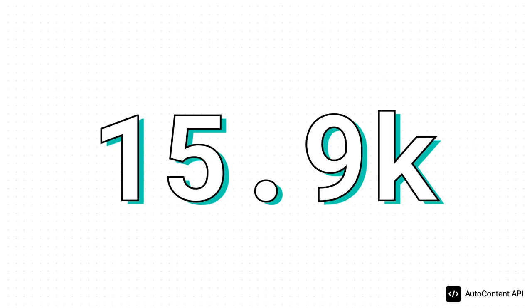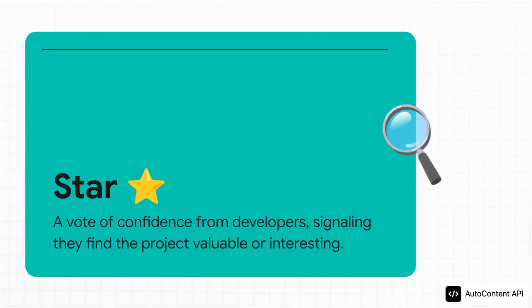But what does that number actually mean? A star on GitHub is so much more than a like. It's a developer giving a nod of approval. They're saying, hey, this is really useful, or this is cool, I want to keep an eye on it. A high star count like this one means this project has earned the respect of thousands and thousands of people. It's a major player.